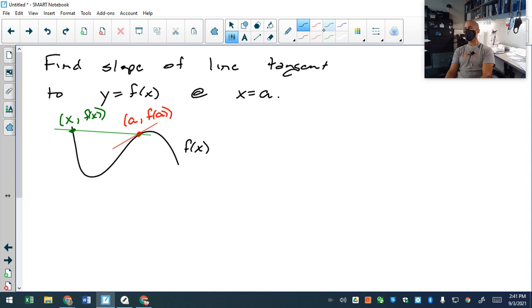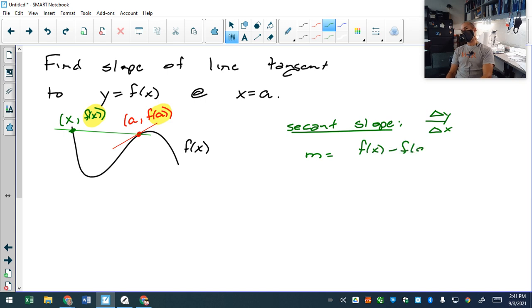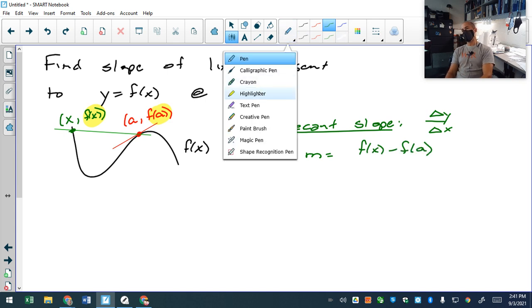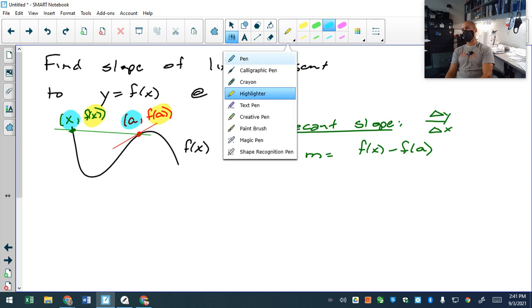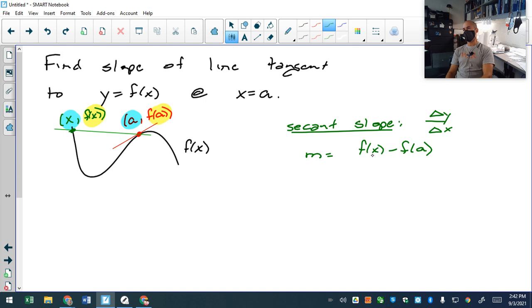And so my secant slope, the slope of that green line, is going to be change in y over change in x, right? And so I'll subtract my y's, which are f of x and f of a. So when I subtract those, my numerator is f of x minus f of a. My denominator, my change in x, I'll do x minus a.